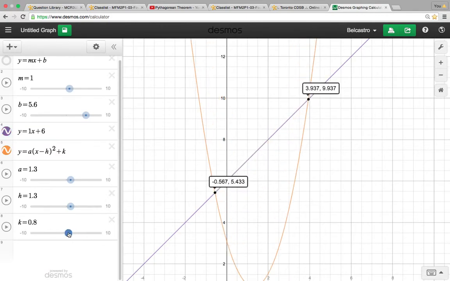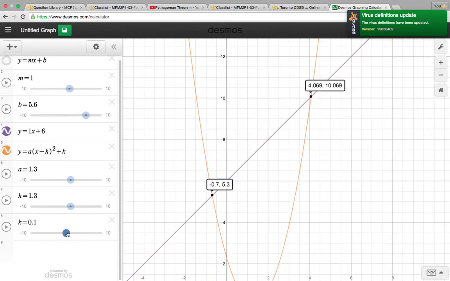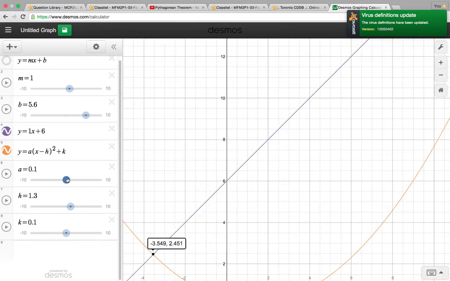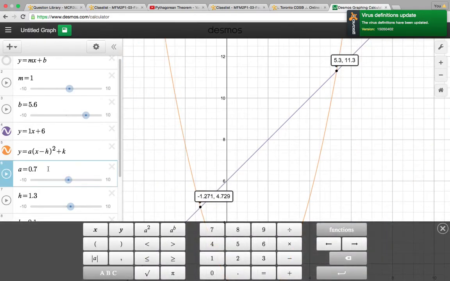So we're going to make up some values here. Let's say we're going to make up our own equation here. We'll say that the a value, again, maybe we'll make it 1.